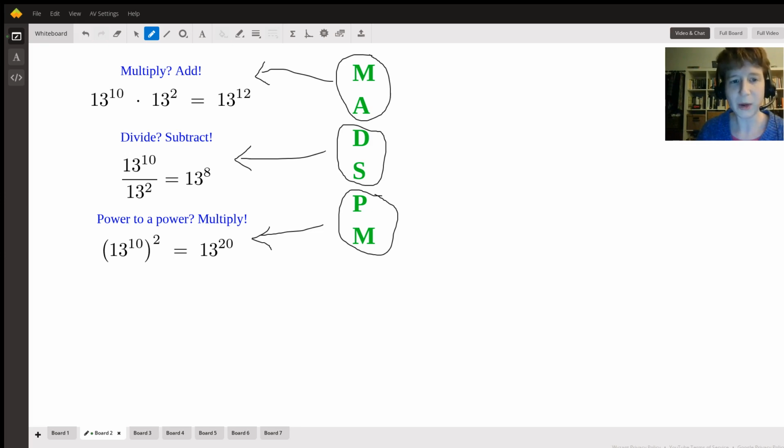When you multiply, you add. Divide, you subtract. If you raise a power to a power, you multiply. Notice that I only use 13s on this page, just to show you that you need the same base for any of these rules to work.